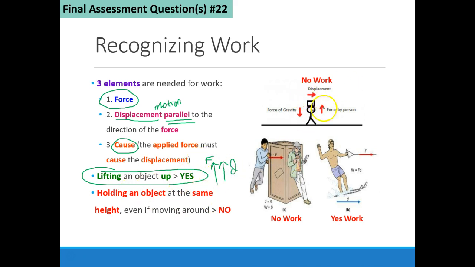However, if we just kind of hold an object at the same height and then start walking around like you can see up here, this is not going to be work because we can see holding an object up means our force is up, right? So we have force going up. But in this case, if we're walking around, that means our motion is actually not parallel. So in this case, this is not going to be work. Okay, so again, lifting an object will be work. Holding an object and just walking around or just standing still will not be work because you have to have parallel displacement, parallel motion.